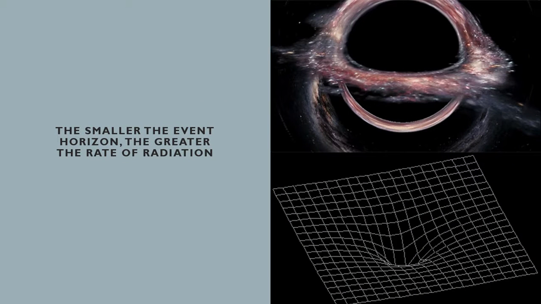The smaller the event horizon, the larger the curvature of space is, which therefore increases the rate of Hawking radiation. This is why, as mentioned before, small black holes radiate explosively. This radiation, now known as Hawking radiation, was discovered by Stephen Hawking.